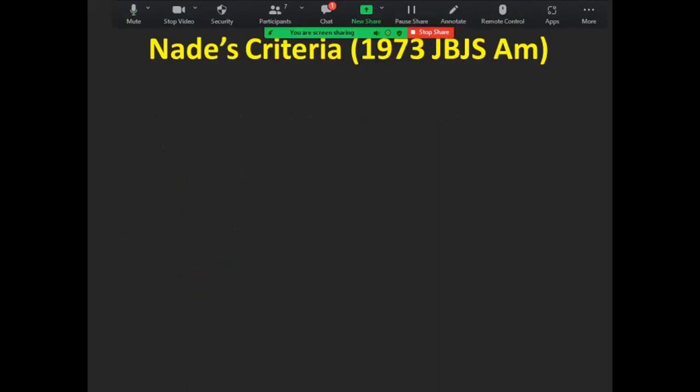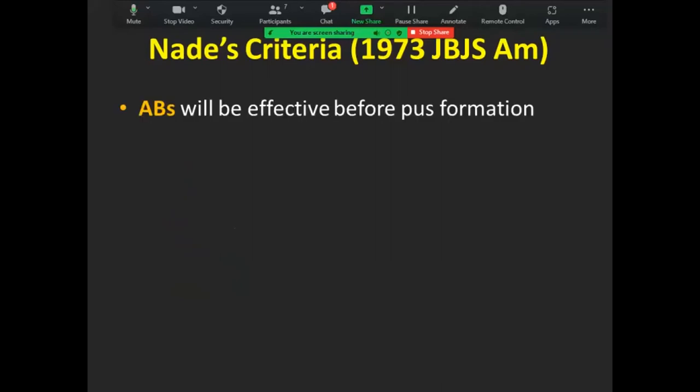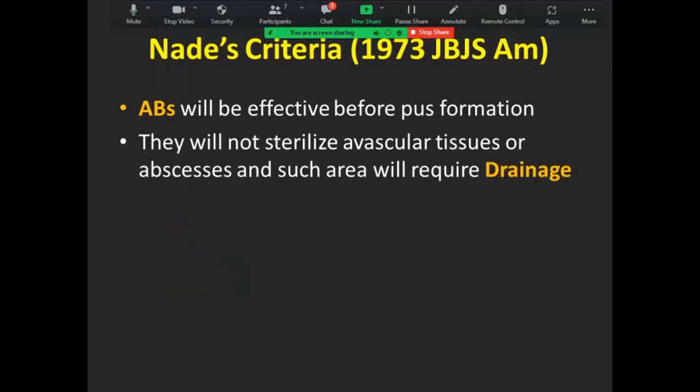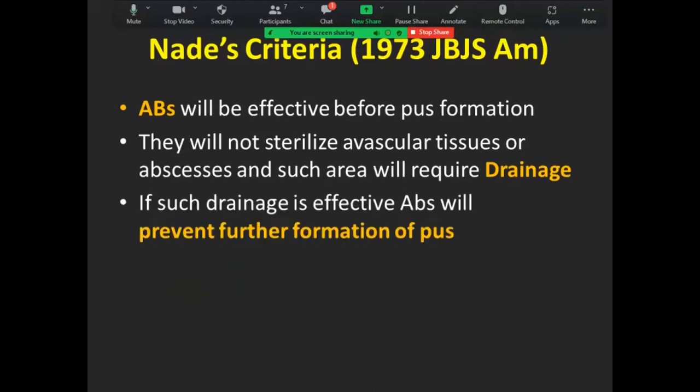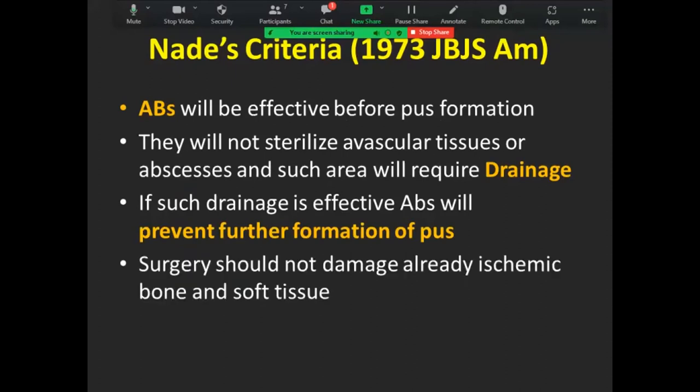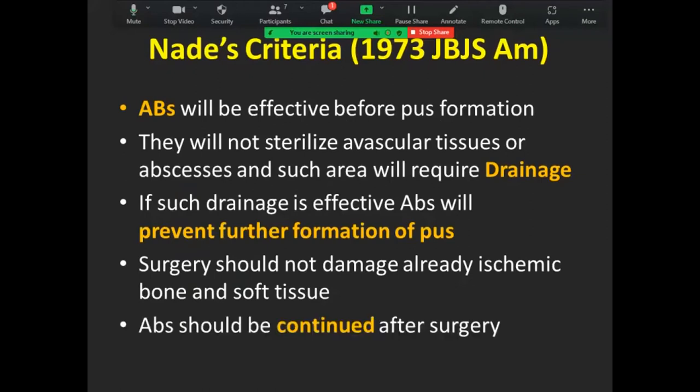Nade, in 1973, again laid down some criteria as to how we treat osteomyelitis and septic arthritis. He said antibiotics will be effective before pus formation. They will not sterilize avascular tissue or abscesses, and such areas will require surgical drainage. If such drainage is effective, antibiotics will prevent further formation of pus. Surgery should not damage already ischemic bone and soft tissues. Antibiotics should be continued even after surgery.